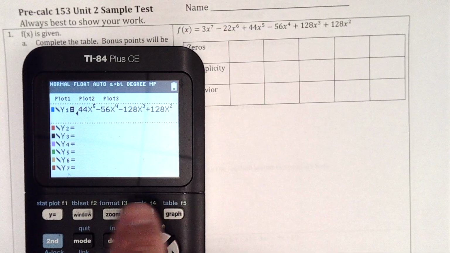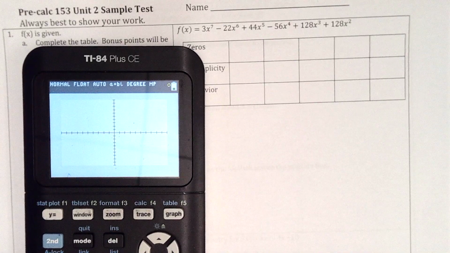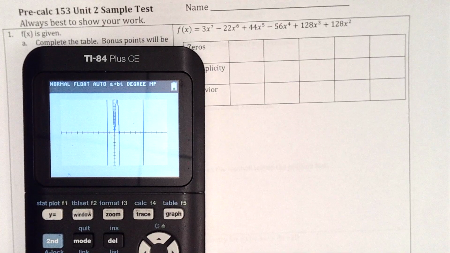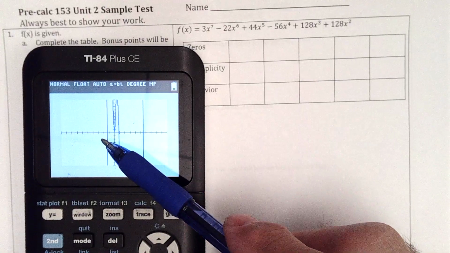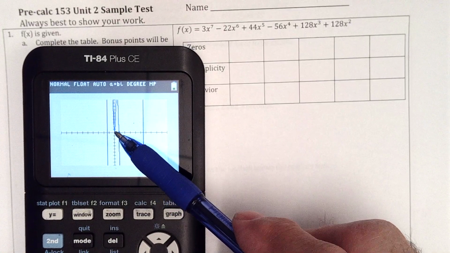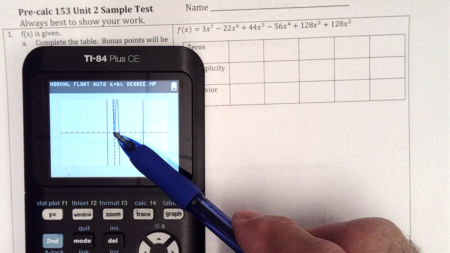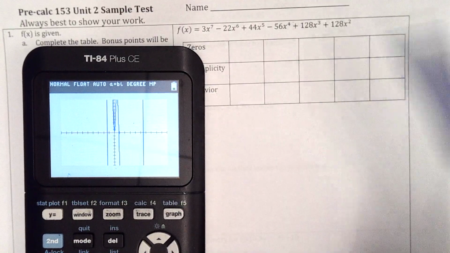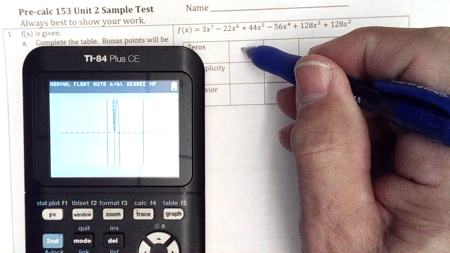And I'm going to do zoom 6 and see if I can see the x-intercepts. Okay. I see one over here. Doesn't look like it's hitting a point very nice. Looks like it hit 0 twice. I'm going to right now assume it hits 0.